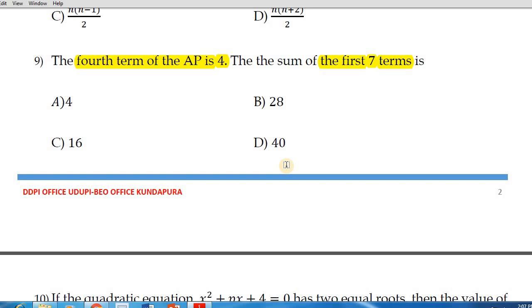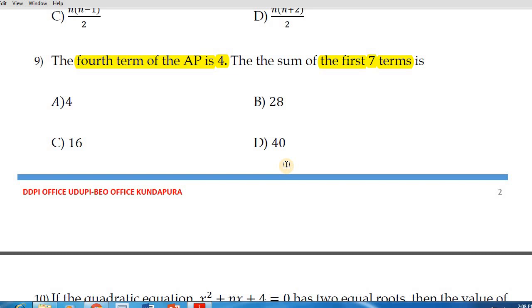So how do you write? See, for example, I'll write like this: 1, 2, 3, 4. See, the fourth term I am getting is 4. Otherwise you can write like this: minus 2, 0, 2, 4. As you wish, but it has to be in AP. Like that you want to write one AP in which the fourth term should be 4. The better one is to take 1, 2, 3, 4 only.